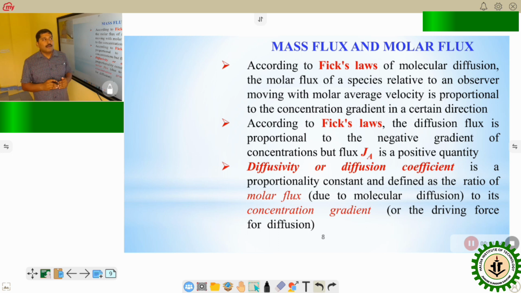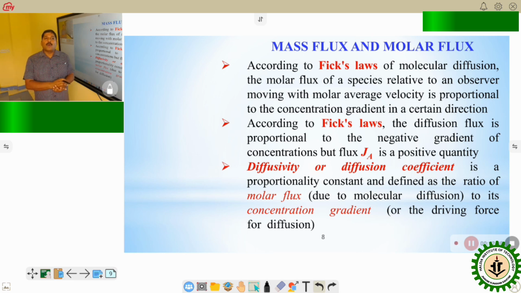Now, how the diffusion varies mainly depends on the velocity of the species relative to an observer moving with molar average velocity. I have already shown you two average velocities: one is the mass average velocity and the other is the molar average velocity. Here, one term is there, we are saying it's a frame of reference.